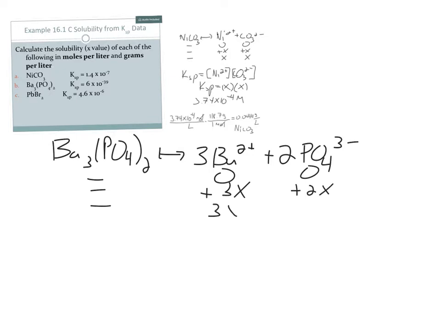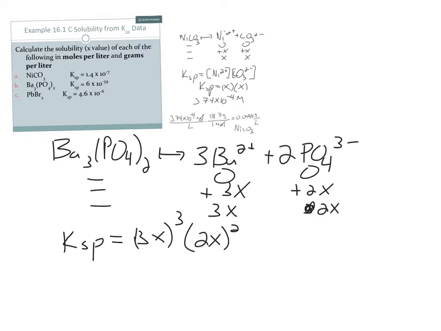You always want to watch out for the questions and what they're asking. If they ask you for the molarity of the barium, sometimes you solve for x and you feel really good about yourself, but that's not actually what they're asking you for. So if they ask you for the individual ion concentrations, you need to watch out which variables they are asking for. So Ksp is going to be 3x to the third power times 2x squared. Okay, so that is a lot to simplify.